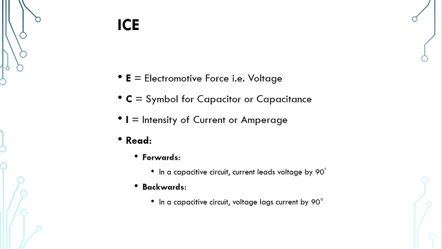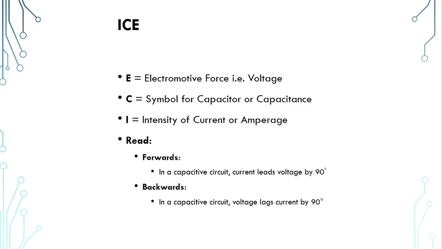Now we'll go on to ICE. ICE is what we'll use for the capacitor. So E is still electromotive force or voltage. I is still the intensity of flow of current, or amperage. The C is our symbol that we use for a capacitor or capacitance. And we could also have that same scope pattern hooked up, and we could read it. Going forwards from left to right on the screen, in a capacitive circuit, current leads the voltage by up to 90 degrees. Again, in a purely capacitive circuit, it would be 90 degrees. And backwards from right to left, in a capacitive circuit, voltage lags current by 90 degrees.